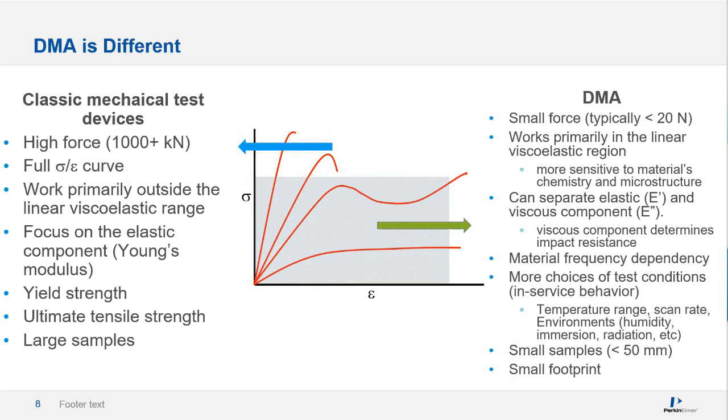It allows you to separate elastic and viscous components of a polymer. This is often desired because it's the viscous component that's determining material properties such as impact resistance and damping. You can also observe a material under a wide range of temperatures, scan rates, and frequencies as well. And it's also easier to apply different test conditions, such as controlled relative humidity, UV radiation, solvents, etc., to mimic in-service behavior. Last but not least, DMAs usually have a smaller footprint, sometimes as small as a desktop computer.